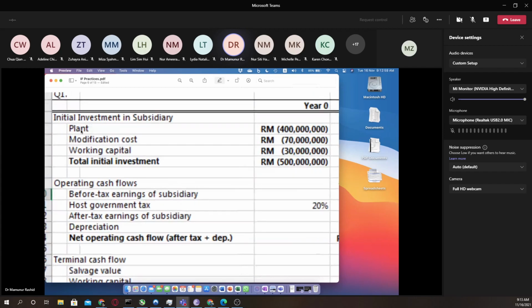You can see the total initial investment is 500 million, right? So from 500 million, they said working capital is 30 million and modification cost is 70 million. So 500 million total, 30 million working capital, modification cost is 70. So the net planned cost is 400 million. So be very careful. The total initial investment is 500 million. It's not that the planned cost is 500 million. So don't put planned cost 500 million, then modification cost 70, and then working capital 30. The total initial investment is 500 million, and the modification and working capital are already inclusive of this 500 million.